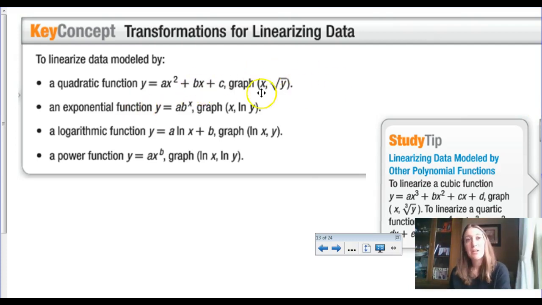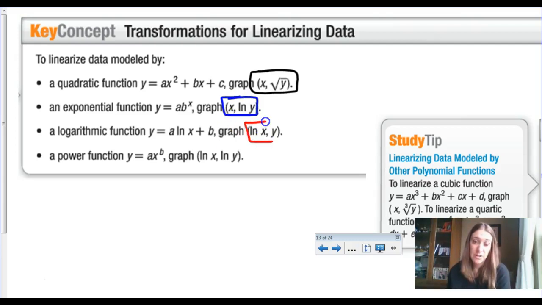If you want to determine if something is quadratic, then you would determine if x and the square root of y ended up being linear. If you start thinking about the math associated with that comparison, it makes sense, because if you compare the x values of a quadratic to the square root of the output, they should have a direct linear relationship. You know, squaring a 3 gives you a 9. If you take the square root of a 9, you get a 3. So they have that nice relationship to each other. Similarly with exponential, they have a nice relationship with each other if you graph x comma natural log of y.